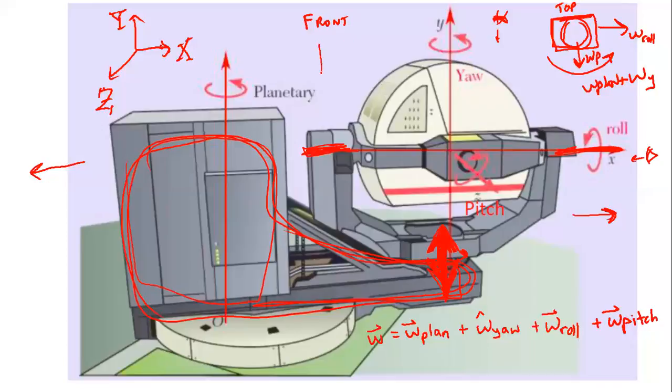So if I look at the front view, then the pitch is coming out that way, and then the roll. So this would be the omega pitch coming out the side, and then the roll can make it go up or down, and it also still has the top one like we talked about before.